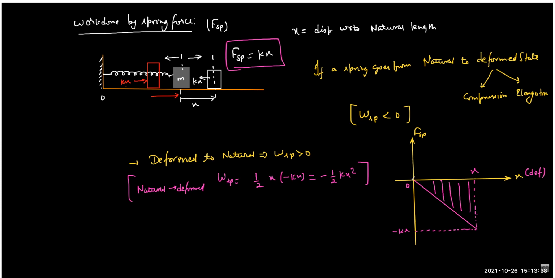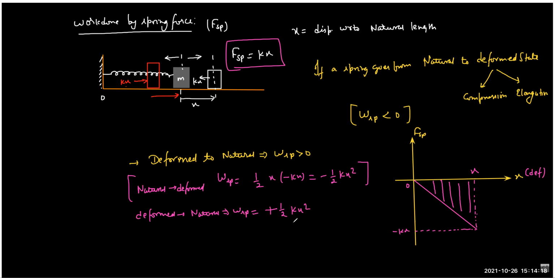But if you try to calculate the left side displacement, things will change. If you go from left to right, then it is going to be positive. So deformed to natural, you can directly write work done by spring as plus half kx. Now the most important thing you need to understand: the x measurement is always done from the natural length. It is not any random displacement.